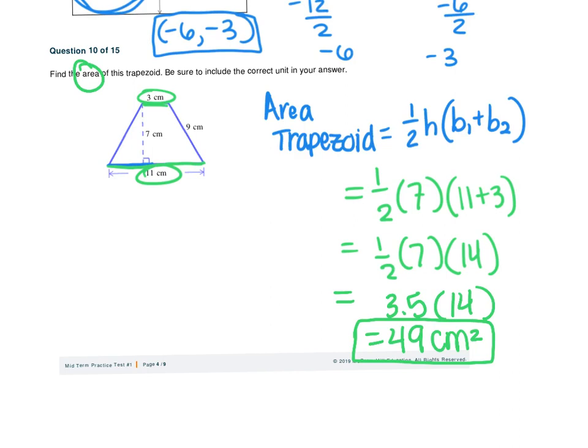I do want to make a note. I did have someone ask about this 9 over here. Honestly, if it were asking for the perimeter, I would need the 9 over here. But for this question in particular, just asking for the area, so really that 9, we don't even need that information.